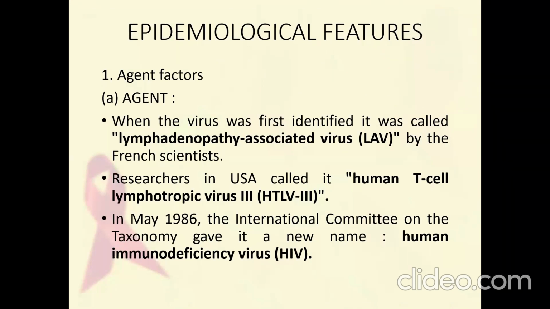Epidemiological features. First is the agent factor. The agent, as you know, is the human immunodeficiency virus, that is HIV. But the initial name of the HIV virus was lymphadenopathy associated virus, that is LAV. Then human T cell lymphotropic virus 3, that is HTLV-3. And the last one is HIV, that is human immunodeficiency virus.